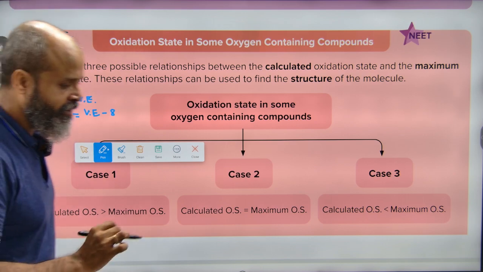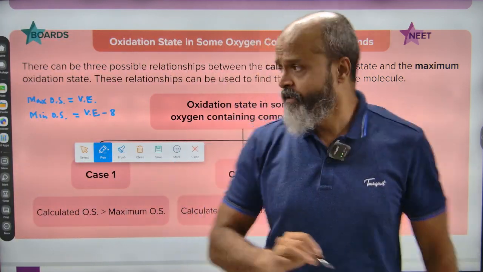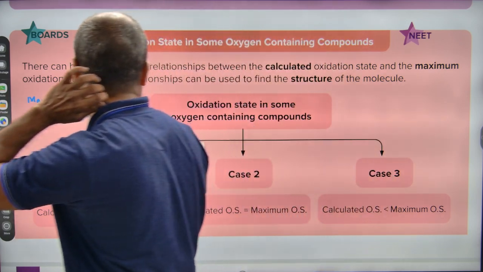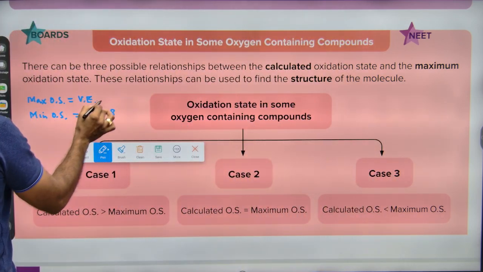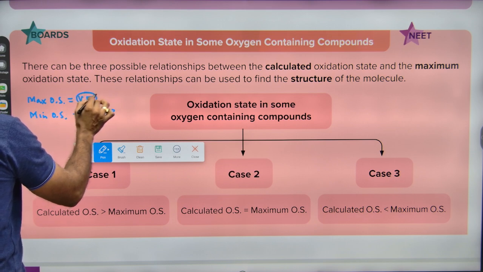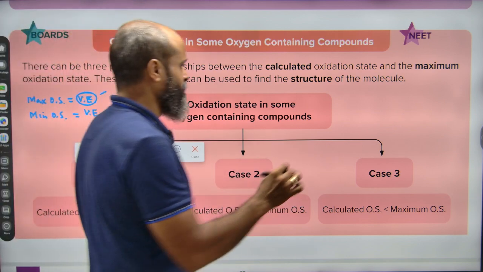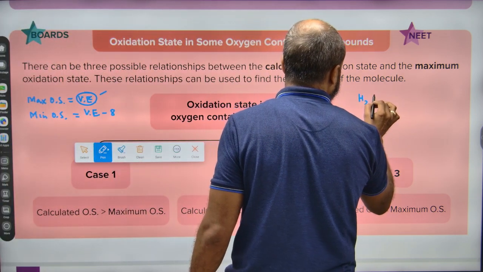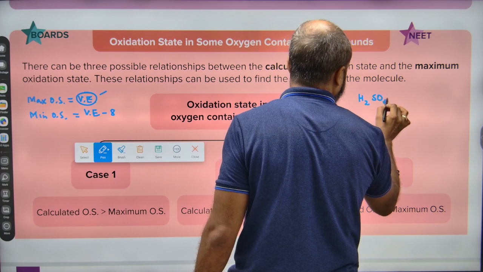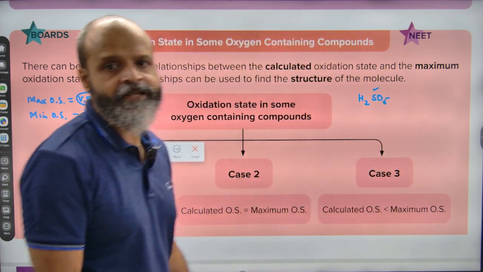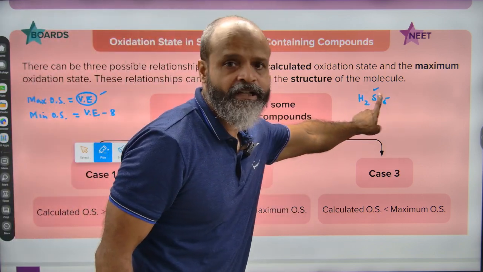Now in some compounds, when we are calculating the maximum oxidation state, it is crossing this valency electrons when we take it as X. For example, in the previous slide, we saw the example of H2SO5, wherein the oxidation state of S was crossing.